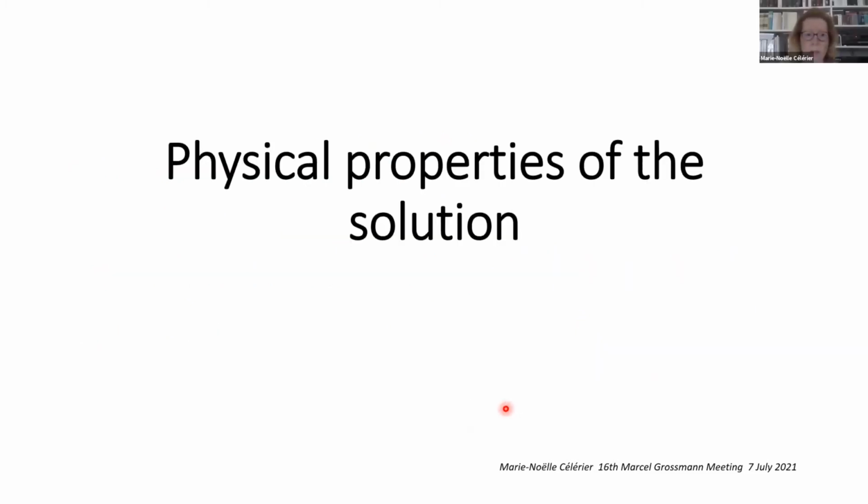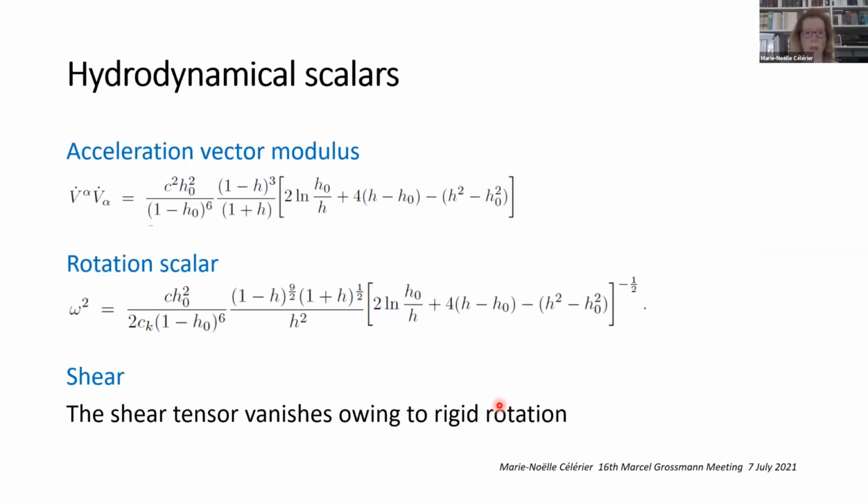Now I come to the analysis of some physical properties of this solution. First, I've calculated the hydrodynamical tensors, vectors and scalars of the solution. I only present the scalars, but if you're interested in the other parts of these hydrodynamical properties, you can go to the paper. The acceleration vector modulus has this form, and it is a function of always this H function and some of the integration constants. And the rotation scalar squared has this form, and it is a function of H and of the three integration constants.